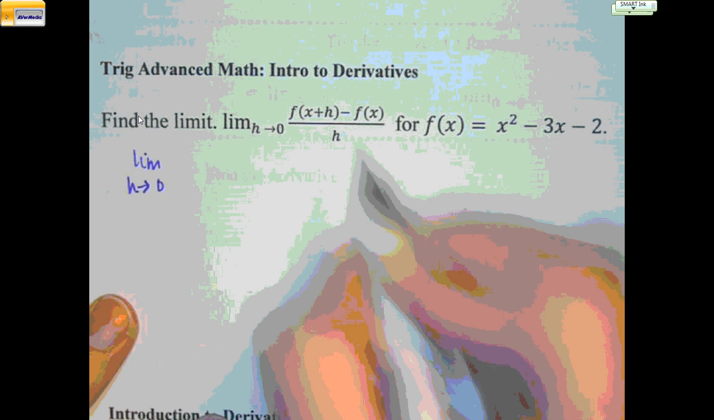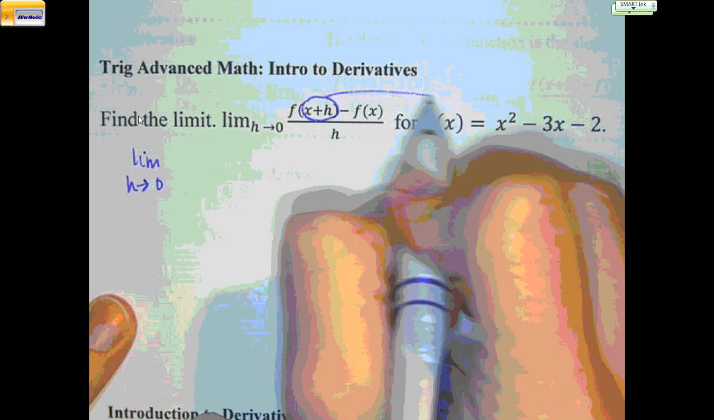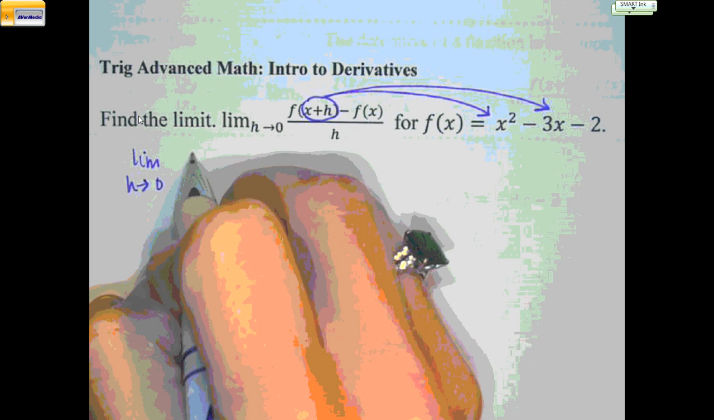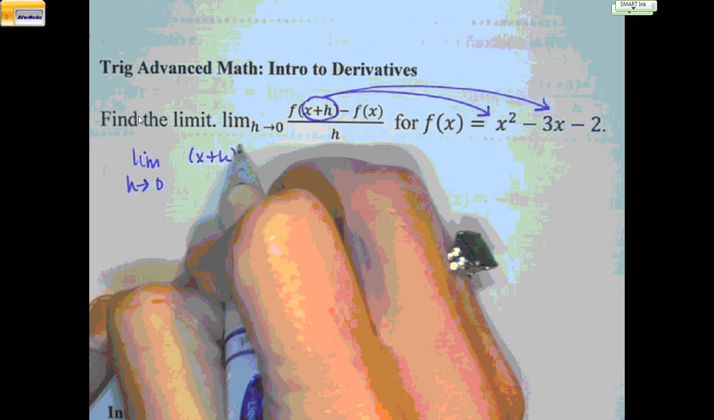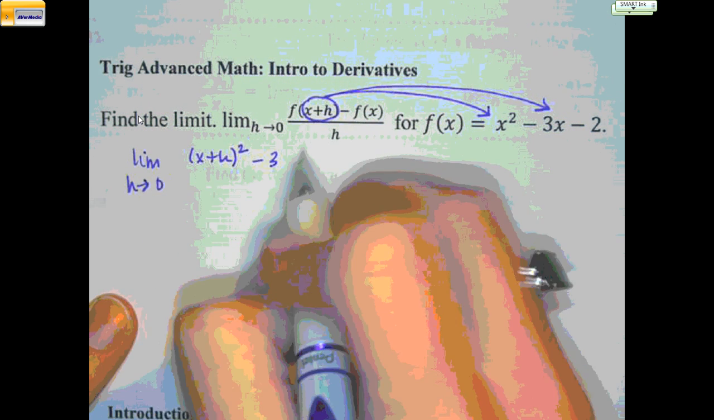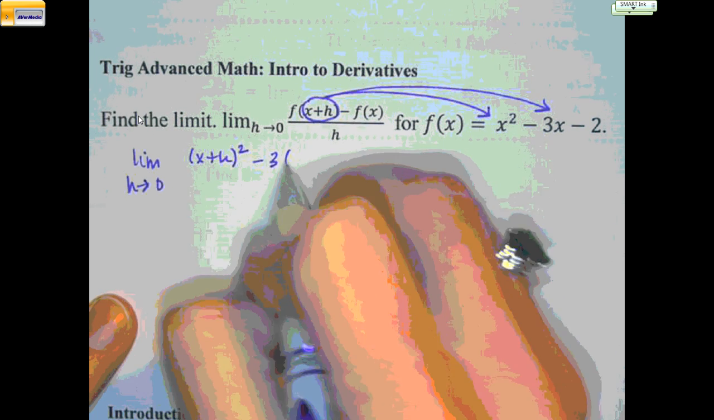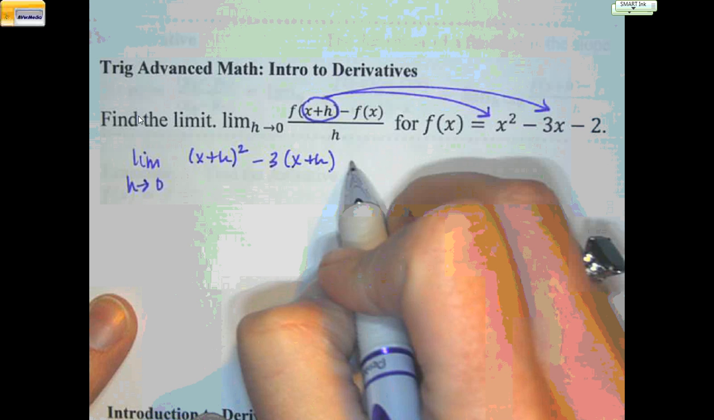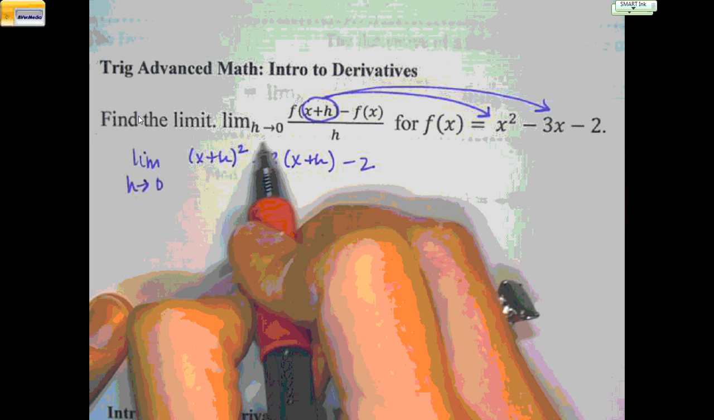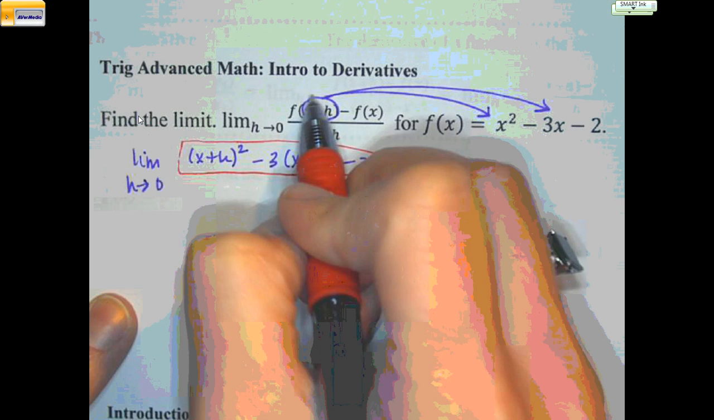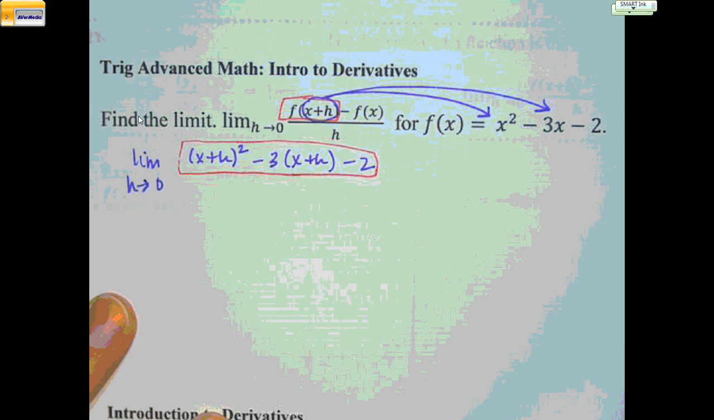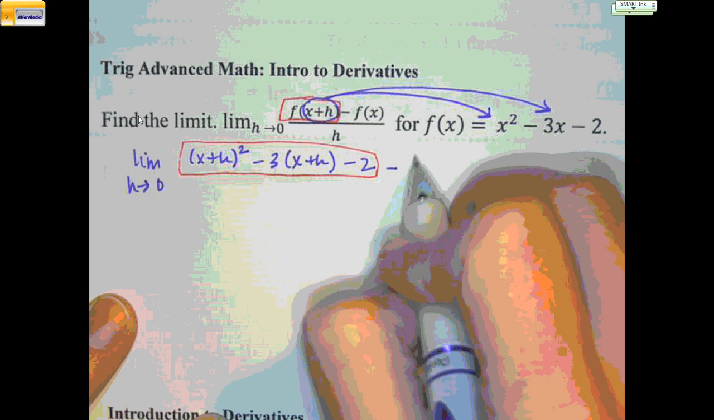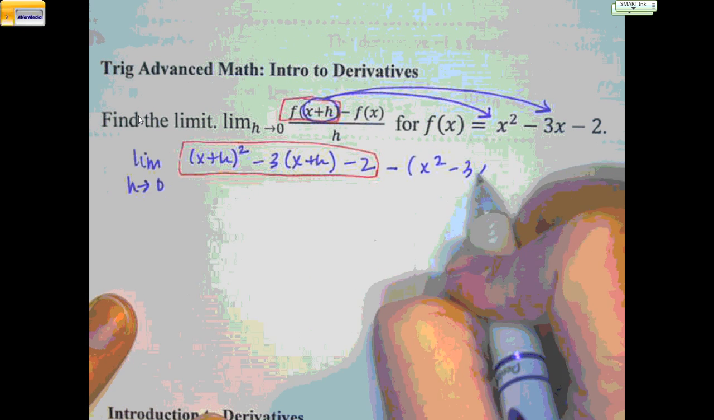Everywhere you see an x, you put in x plus h. So instead of x squared, we have x plus h, the quantity squared, minus 3 times, instead of x, x plus h, and then minus 2. So this guy right here goes with this guy right here. And now we're subtracting the function itself, so it needs to be in parentheses because that negative affects everybody.